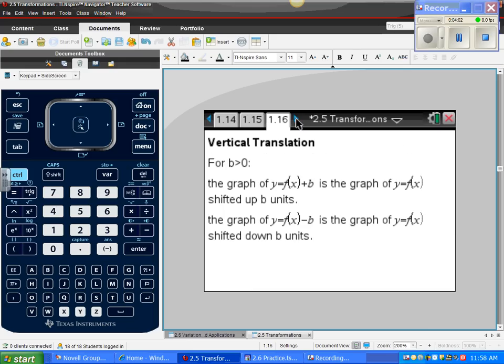Okay, so hopefully this is what we kind of determined. When we're dealing with vertical translations for when that value of b is greater than 0, the graph of y equals f of x plus b is the graph of y equals f of x shifted up b units. So if we add to f of x, it shifts my function up that many units. If I subtract from f of x, it's going to shift my graph down that many units. So hopefully it was very easy for you guys to come up with that conjecture.